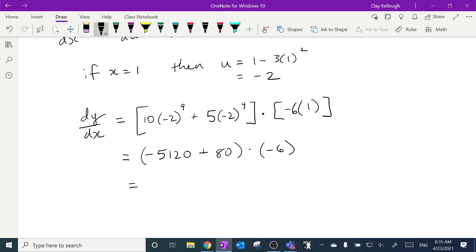And if you take 80 away from 5120, you're going to get 5040. So that's negative 5040 times negative 6. And I don't think I can do that in my head. I know it's positive. If you times 5,000 by 6, you get 30,000. So 30,240, am I right? Yep. Yay. 30,240 is my answer.